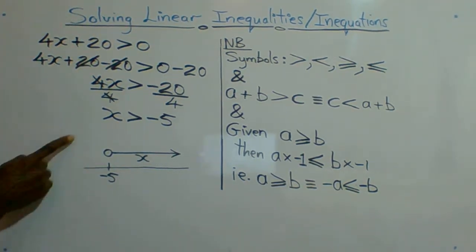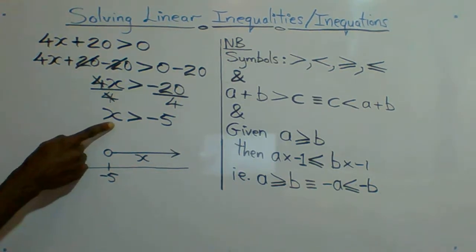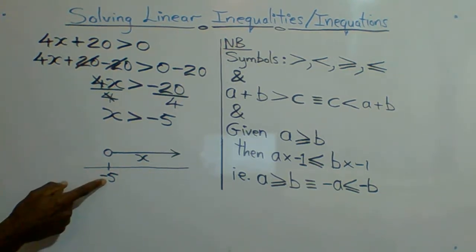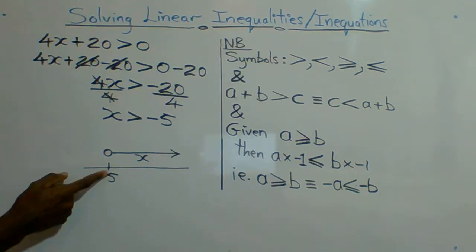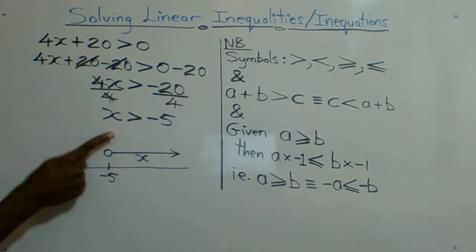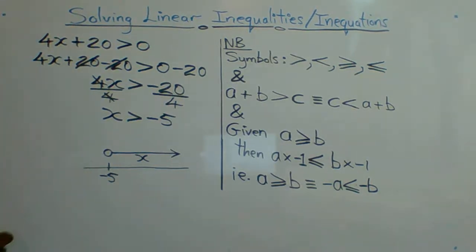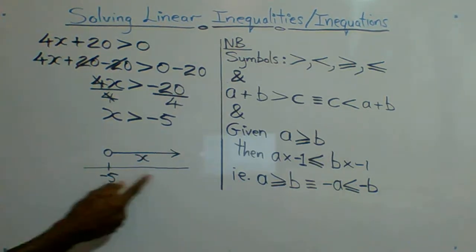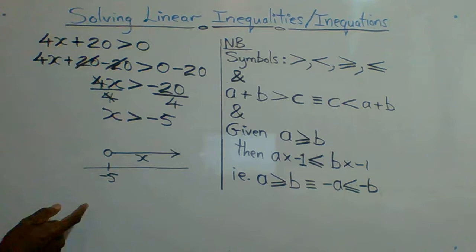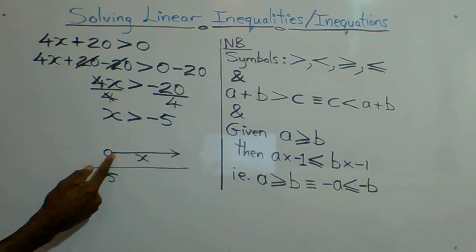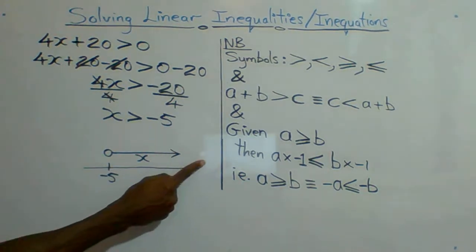So the statement x is greater than negative 5 contains no equality. Therefore, just above negative 5 on the number line, we use a hollow circle, not a shaded circle, because there is no equality in the statement. It is saying that x is greater than negative 5. On the number line, things increase or get greater as we go to the right. So we have the arrow from the hollow circle towards the right. And that's it.